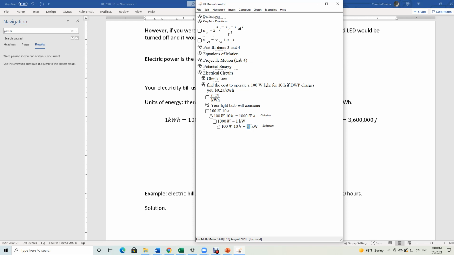So you're spending 1 kilowatt hour in 10 hours. This light bulb spends 1 kilowatt hour in 10 hours. If you spend 25 cents for every kilowatt hour, the cost to operate your light bulb is 25 cents. The cost to operate your light bulb is only 25 cents.